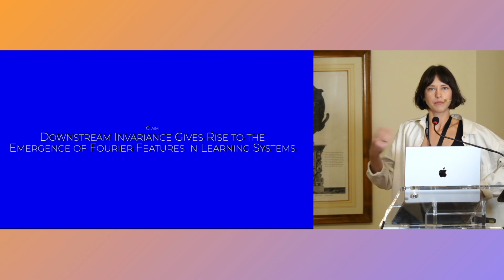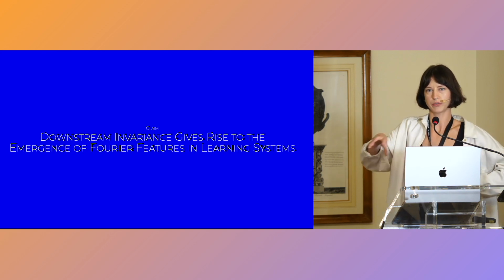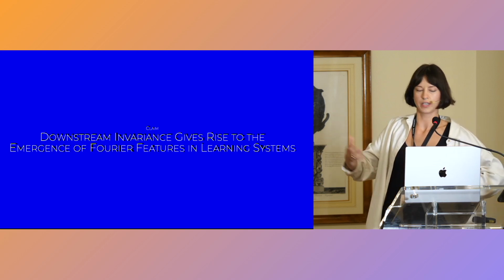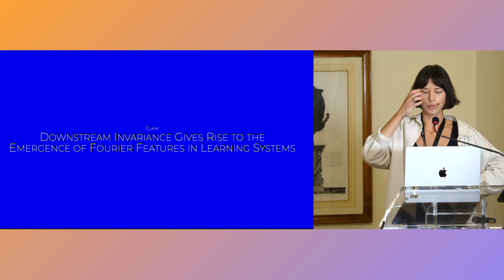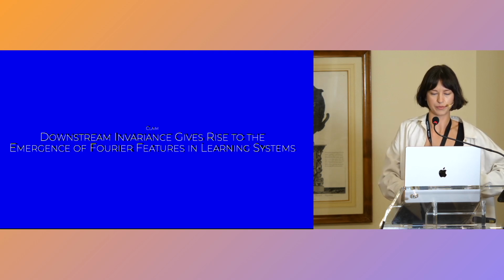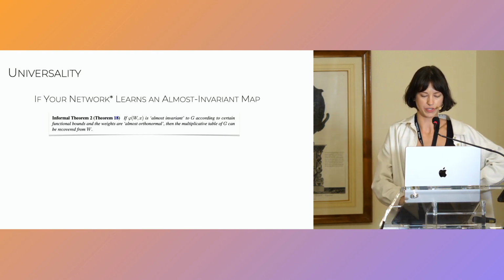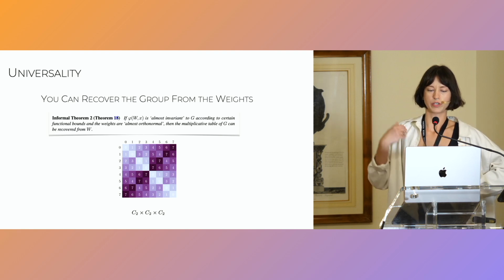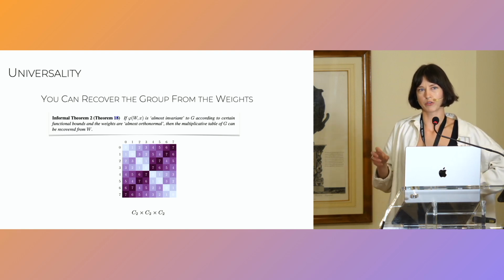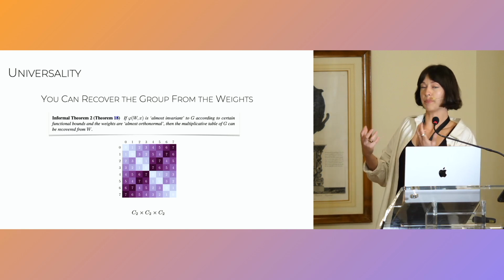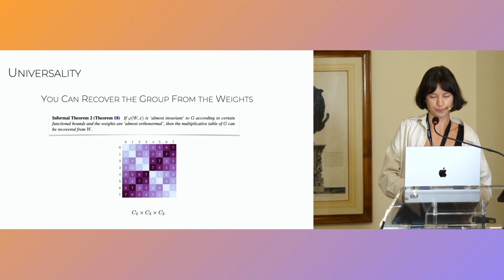So there's a claim that we'd like to make here that we're able to establish in this particular case, but we hope might give a clue to ways to generalize: that downstream invariance gives rise to the emergence of these types of Fourier features in learning systems. And moreover, we're able to show that if your network learns an almost invariant map, we can also, as I mentioned, recover the group exactly from the weights, meaning that the group structure is really baked into the structure of the learning system once it has converged. It has basically adopted the group structure within its own representational system.